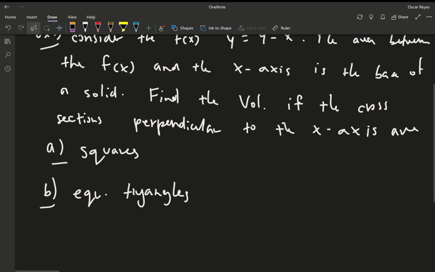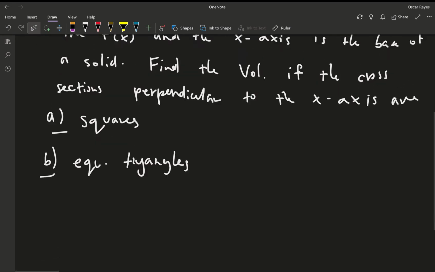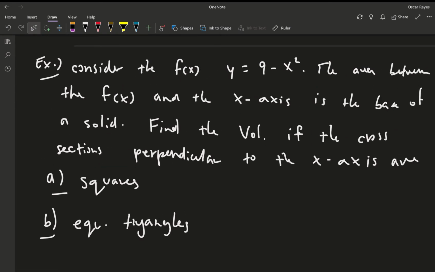Okay, so what does this mean? It means we're going to consider the function y equals 9 minus x squared, which you should know is a parabola, especially an upside down parabola. And it's between the parabola and the x-axis. In that base, you have solids that are going to come up through it. You have to find the volume of this cross section that is perpendicular to the x-axis. So let's go ahead and draw that out.